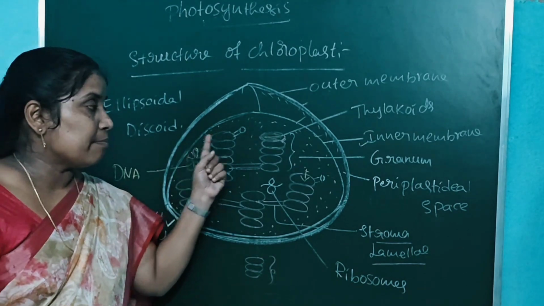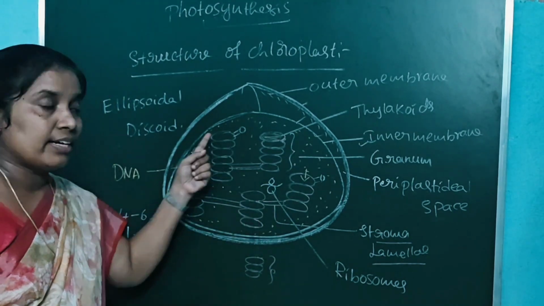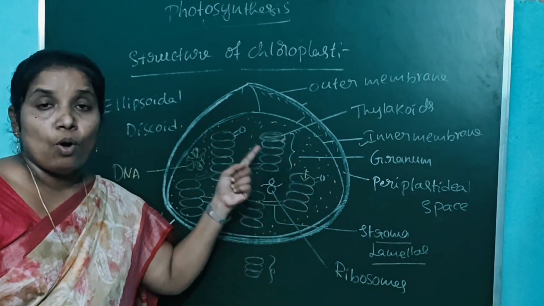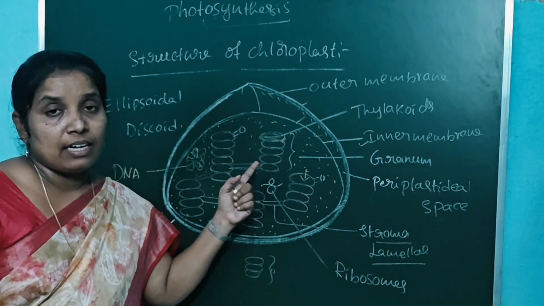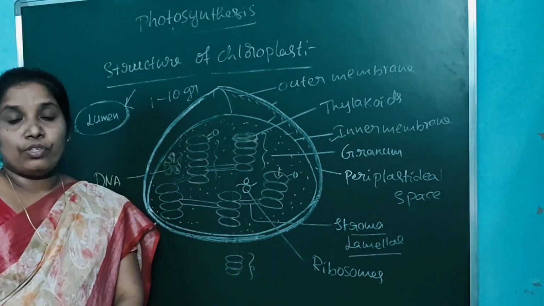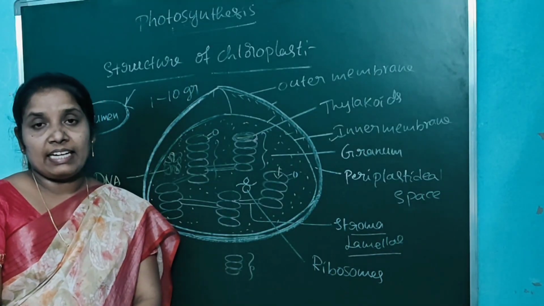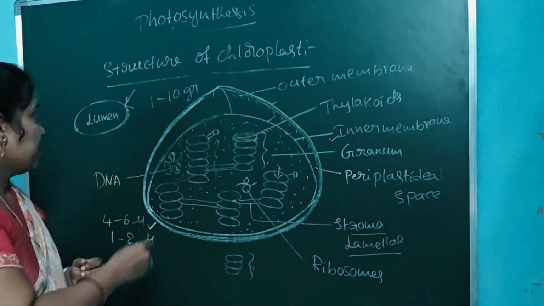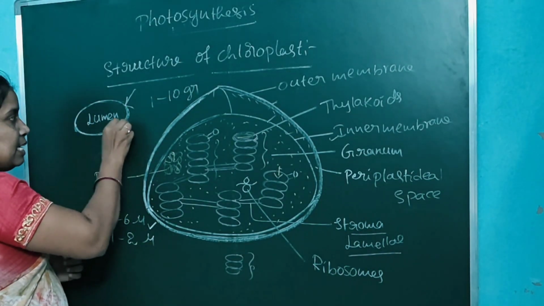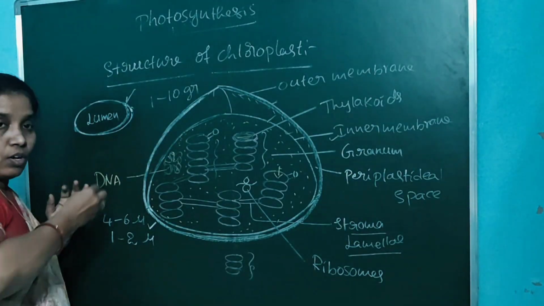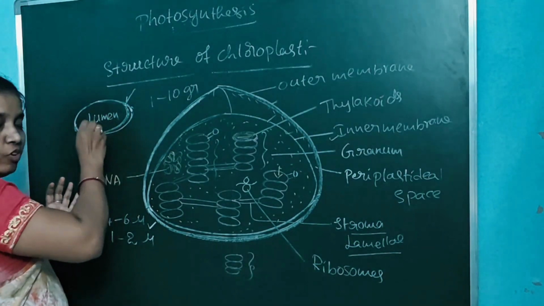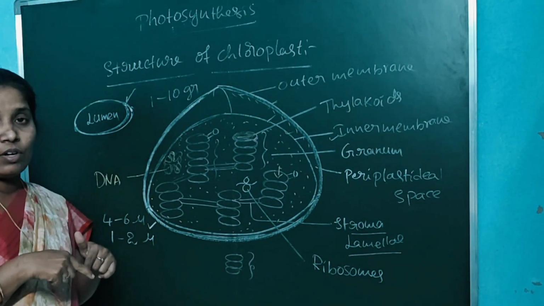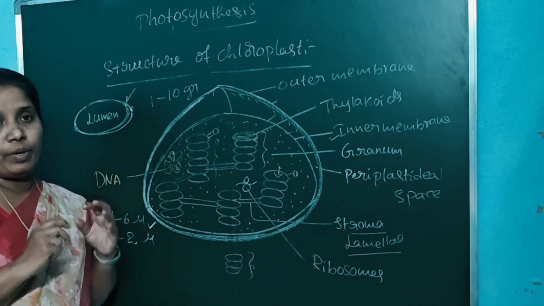So the stroma, or matrix, contains all the enzymes which are necessary for the dark reaction. Okay. So the thylakoid is a flattened sac-like structure. So this is the thylakoid, a single thylakoid. It encloses the lumen. Whatever is present inside the thylakoid is called the lumen.